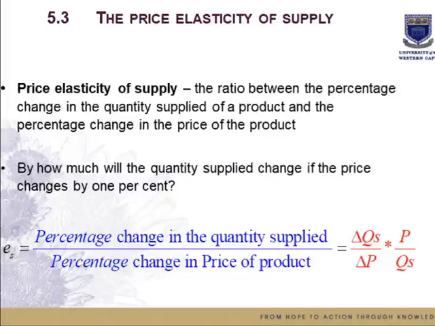Since the price of a product and quantity supplied have a positive relationship, the elasticity coefficient of supply is always positive, hence it is easier to interpret.